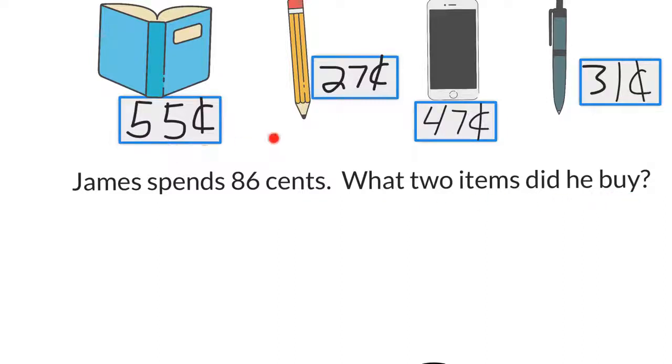So up here we have 4 different items and their price tags, and we know 2 of them are going to add up to 86 cents. So we could just randomly pick 2 totals and add them together to see if they equal 86 cents, or we could work a little bit smarter. I'm going to choose the smarter way. We're going to focus on the ones place of all of the items. We're also going to focus on the ones place of how much we spent.